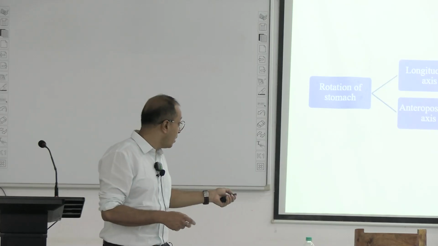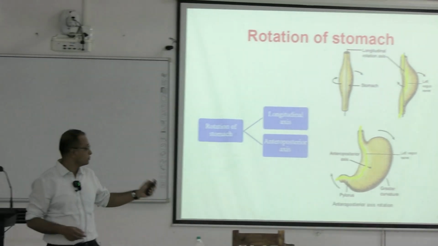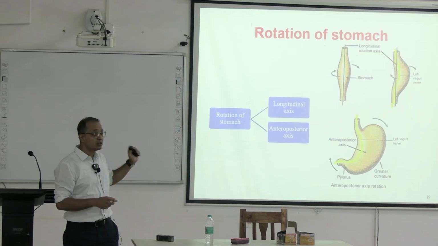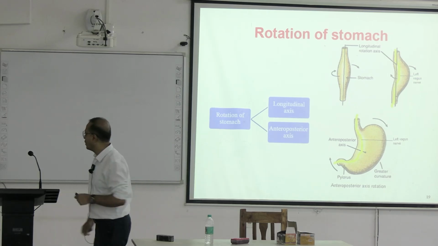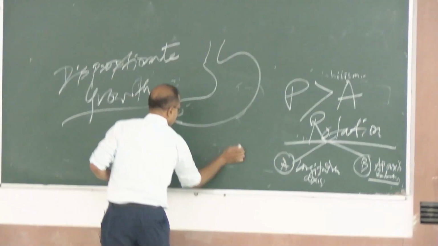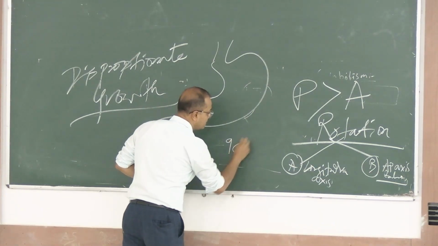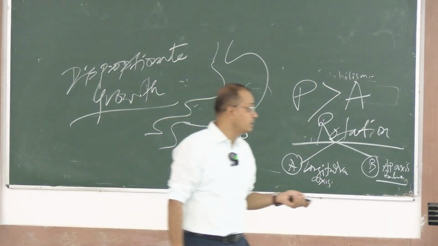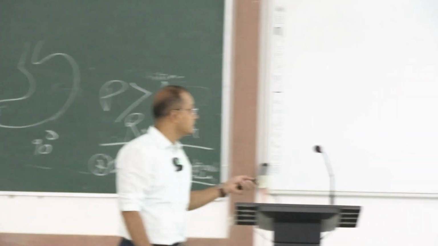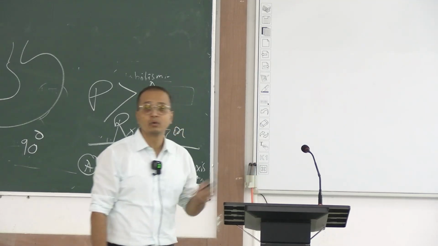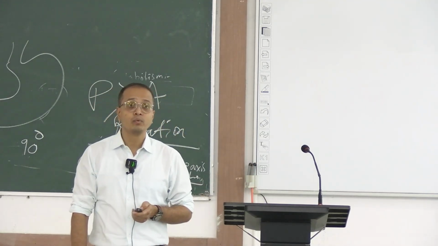So rotation number 1, we focus here on longitudinal axis rotation. This axis is coming from above down, and there is a rotation of the stomach around it. This longitudinal rotation of the stomach is 90 degrees, and the direction of the rotation here is clockwise. Now, what do you mean by this?